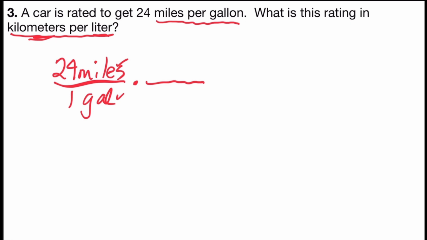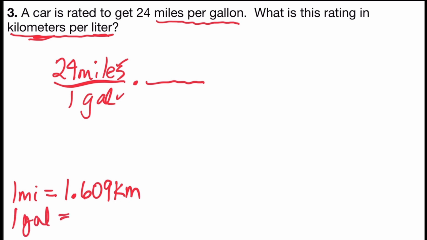So the other thing that I'm going to need to do is either look up on a conversion sheet, or I can look up online conversions between miles and kilometers and gallons and liters. So if I do that, I find out that 1 mile is equal to 1.609 kilometers approximately. And I also find out that 1 gallon is equal to 3.785 liters approximately.